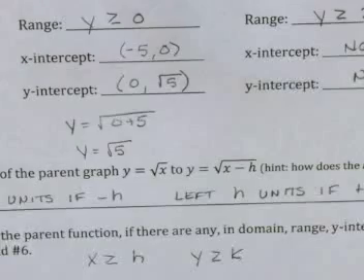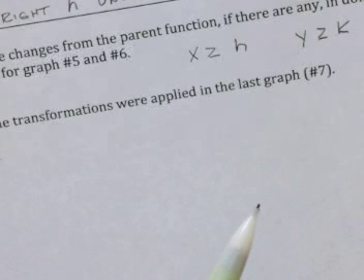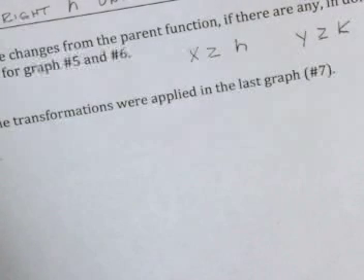Last, it says list all the transformations that were applied in the last graph. And again, we already have. We shifted it right 6, which is a horizontal shift, and we shifted it up 2, which is our vertical shift. So that's it for shifting square root functions.